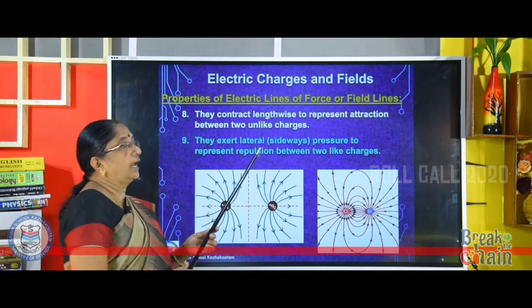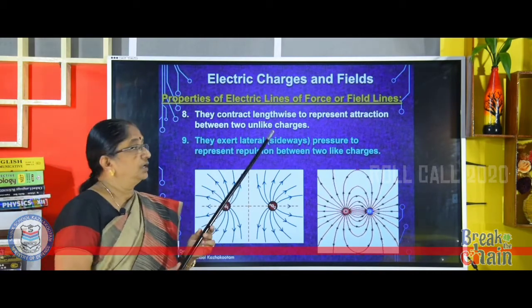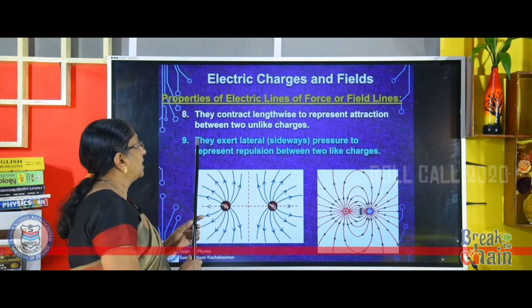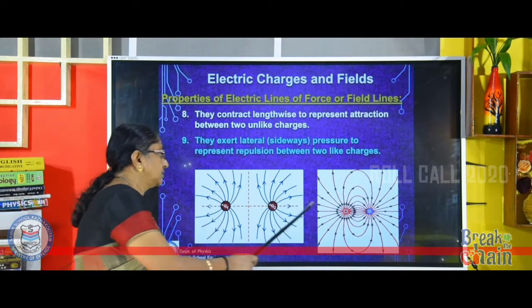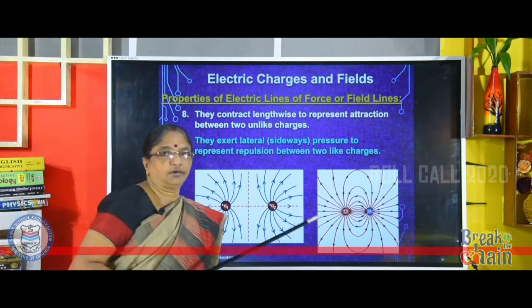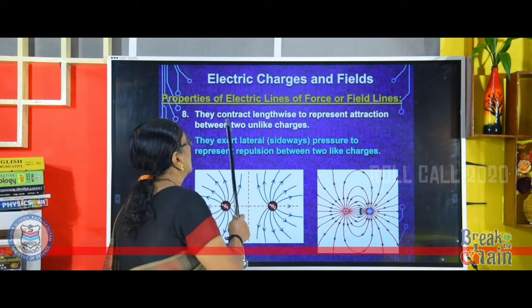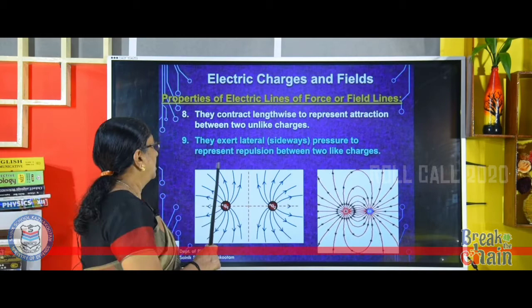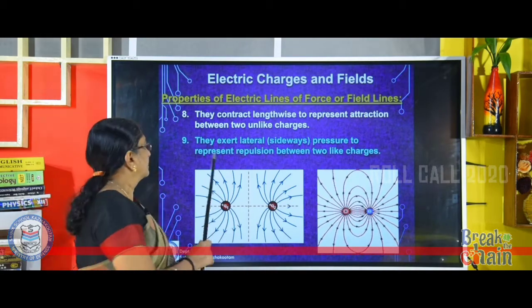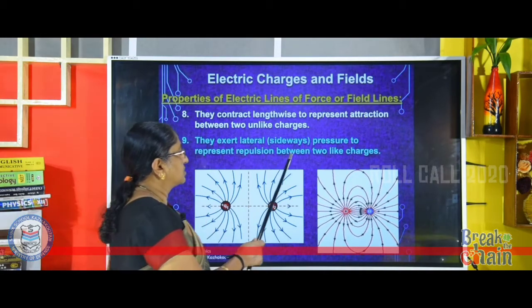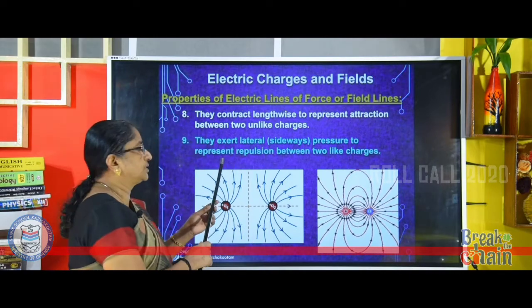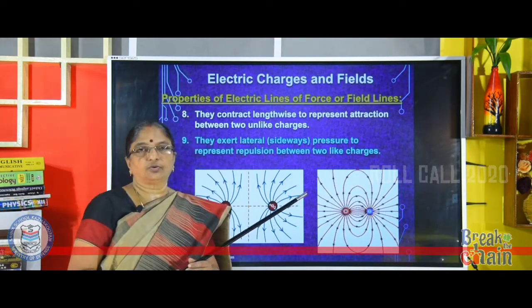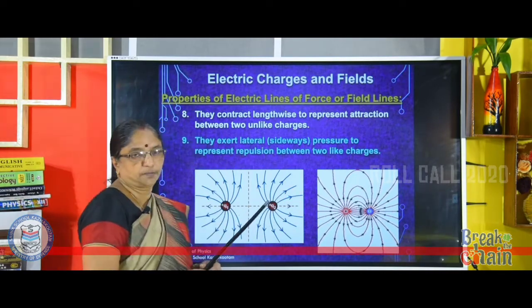They contract lengthwise to represent attraction between two unlike charges. See? Attraction between two unlike charges, they contract lengthwise. But what happens if it is like charges? They exert lateral or sideways pressure to represent repulsion between two like charges.